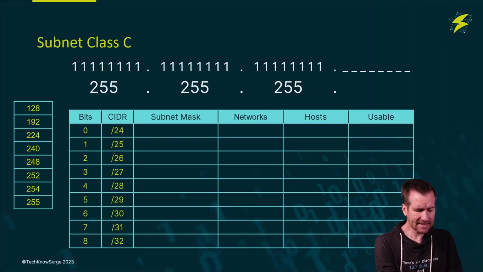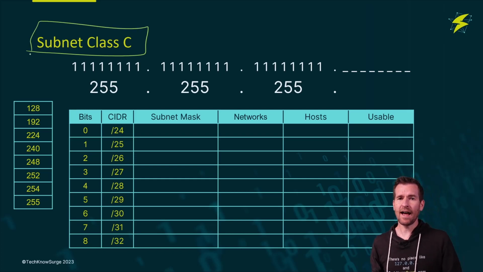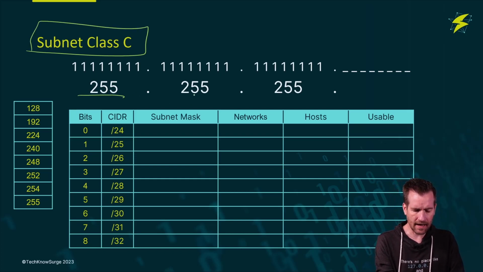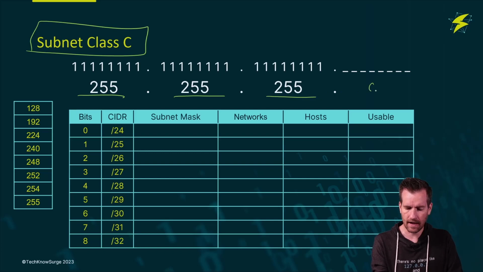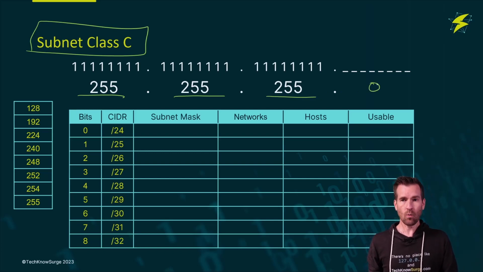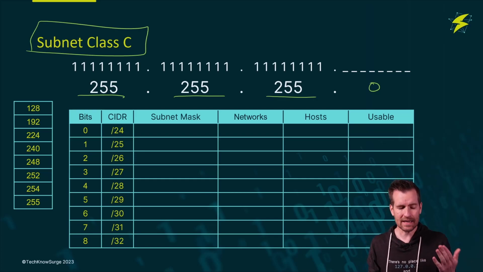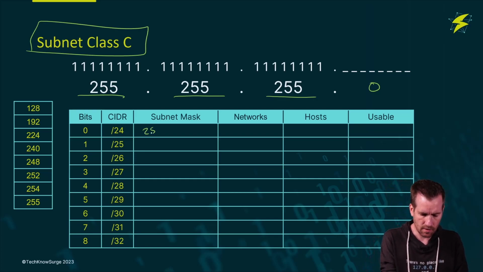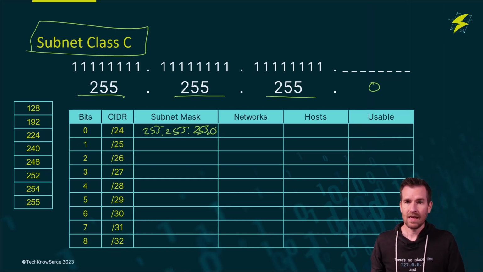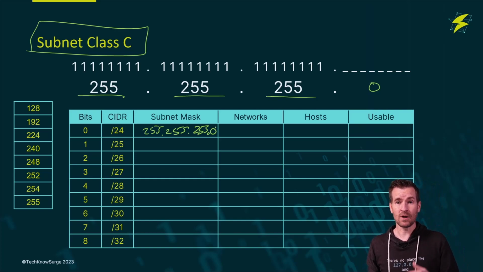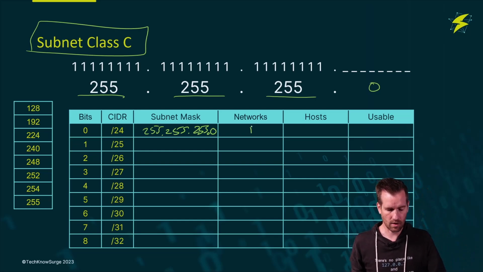A Class C network would have a default mask of 255.255.255.0. So what we can do is start by filling in the graph below. If we don't borrow any bits, our mask would be 255.255.255.0. The number of networks that we can have is just one. It's just whatever is specified by those network bits.